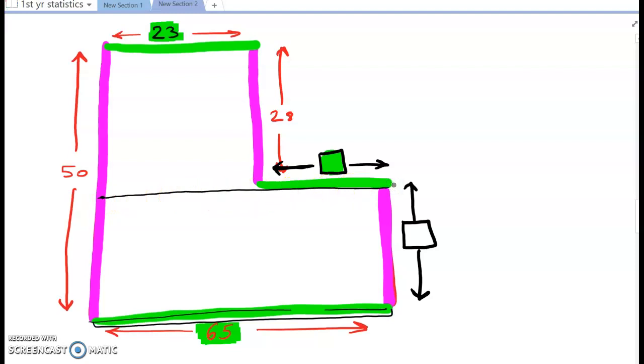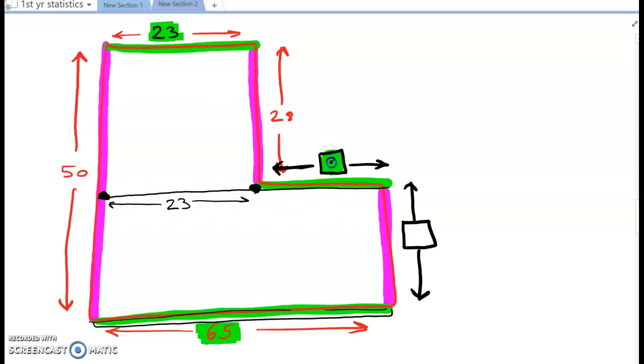Now I already know what it is from here to here. Can you see how I know that? Yeah, it's the other green line up here. It's 23. So it's 23 from here to here.